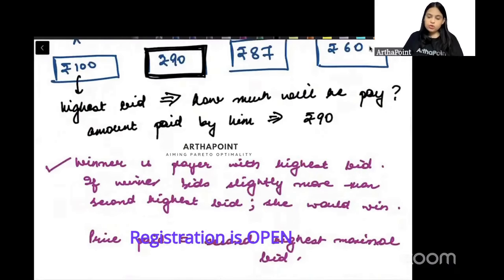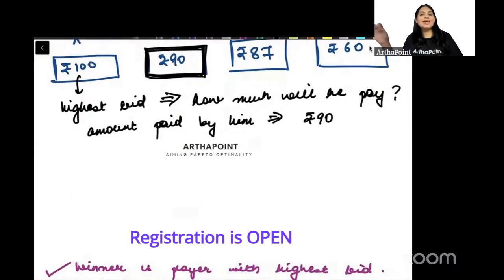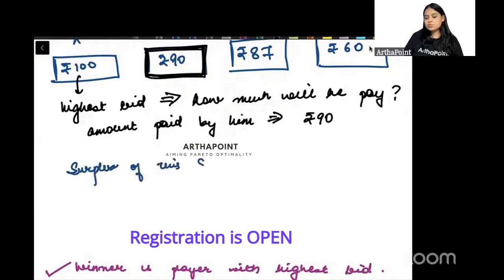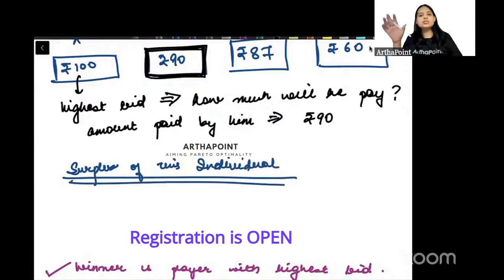He won, no doubt, but what will he pay? He will pay according to the second highest bid. That is why it is called a second price auction, right? Now, think about it: what is the surplus of this individual? How much is the profit that this individual is making? Profit or consumer surplus? How much consumer surplus is he making?